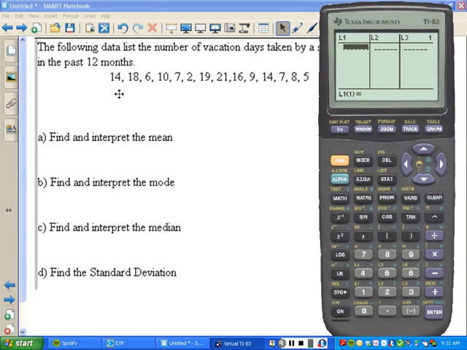So, we're going to type these numbers in. 14, press enter. 18, press enter. 6, press enter. 10, press enter. 7, press enter. 2, 19, 21, 16, 9, 14, 7, 8.